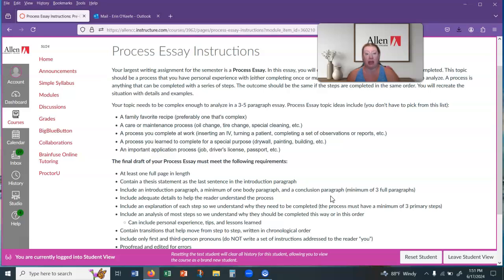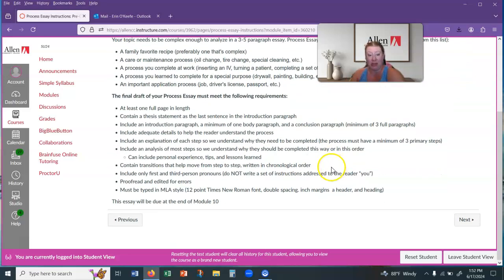This does need to be a process that you have completed though. So it's not a process that you don't know anything about, that you haven't done yet, that you have to research. It needs to be something that you either are currently completing or have completed, especially if it's more than once. The essay itself is just going to go through the explanation of the process and what you did, and some tips that you have for people as they complete it.